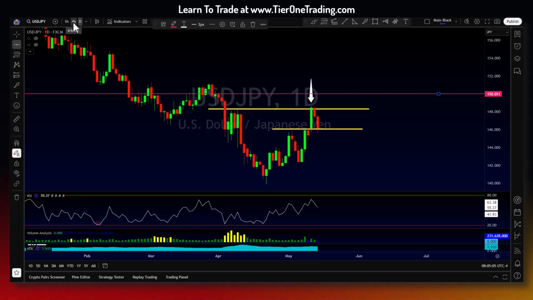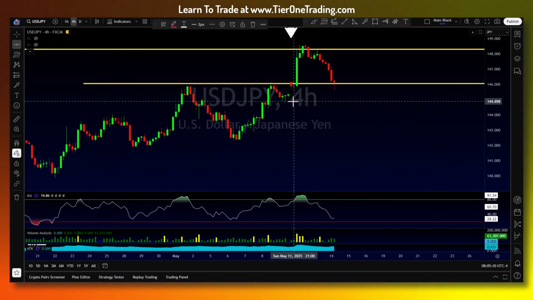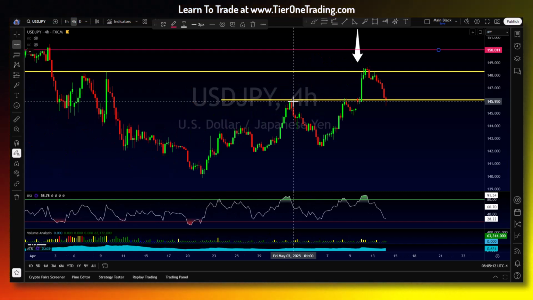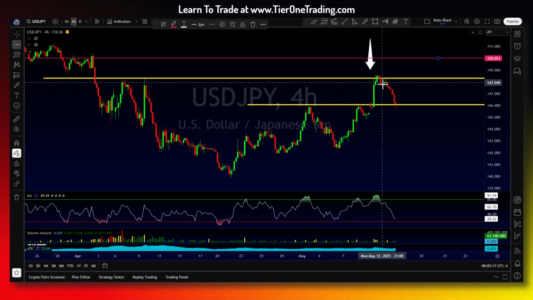So we're setting up our idea here. We go down to the 4-hour time frame, right? And we get a little clearer picture of that. And this is the one, if you guys remember yesterday, where we don't have a break and close above, right?